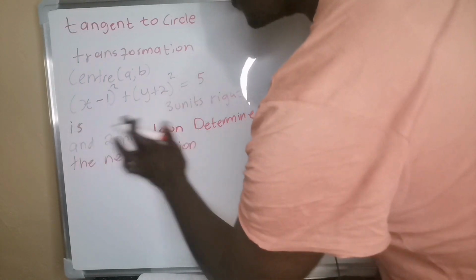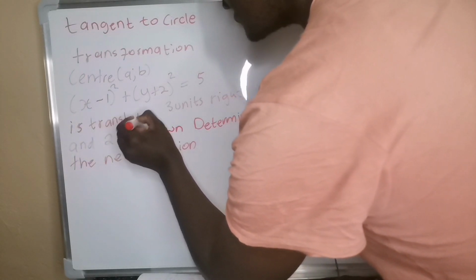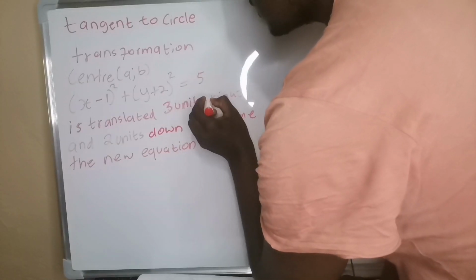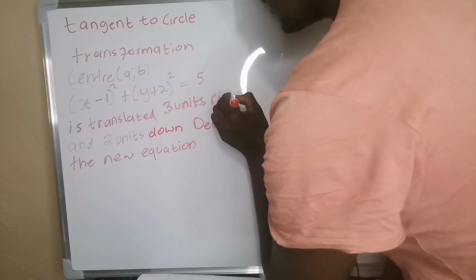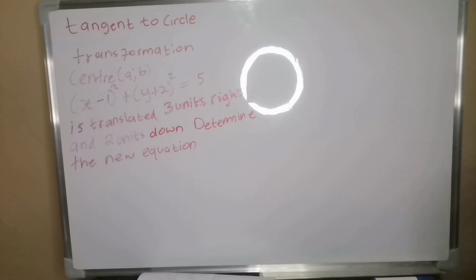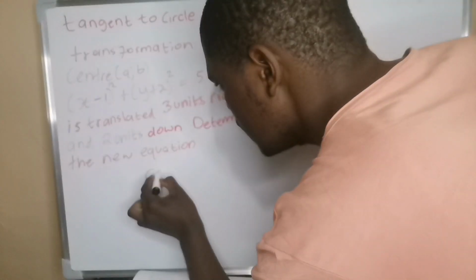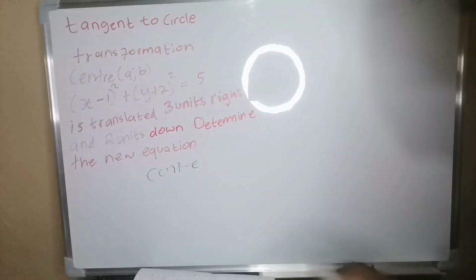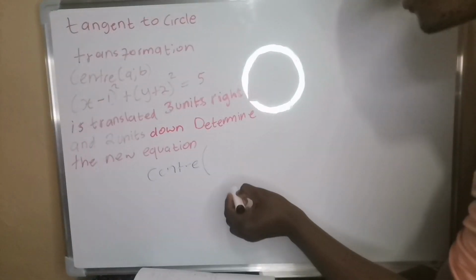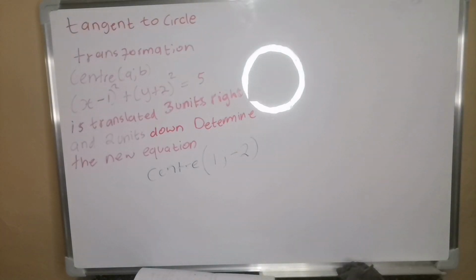Translated 3 units right and 2 units down. Determine the new equation. So this translation only affects the center. So now, guys, the coordinates of our center is 1 and negative 2.